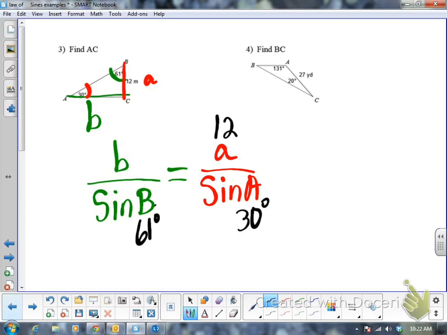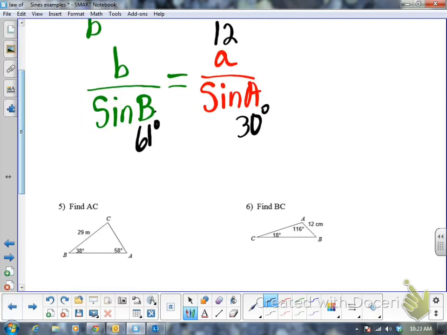Nothing. Times 12 by sine 61. Times it? Divide it. No, times it. It is times. What do I need before I do any timesing or dividing? The sine of 61. What's the sine of 61?